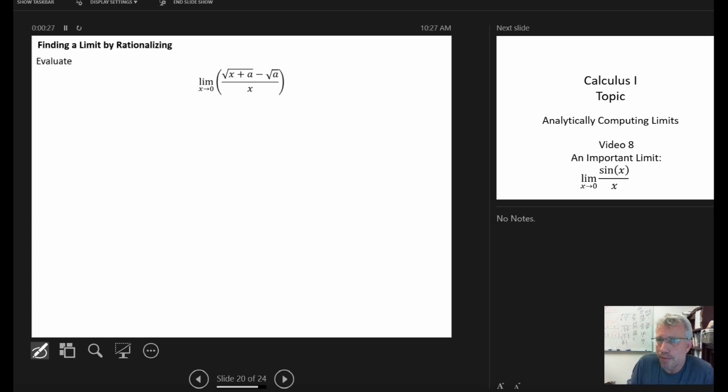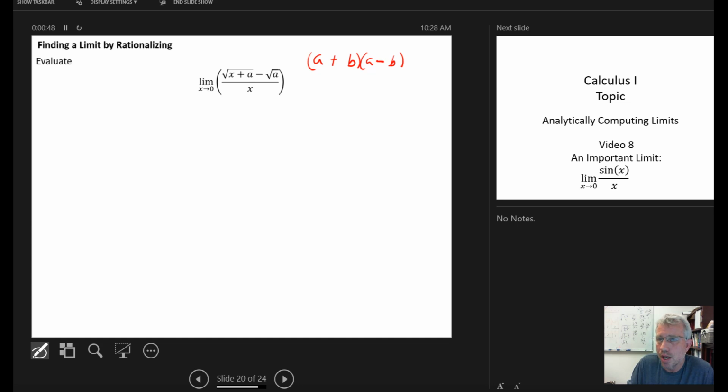conjugate. And what we want to remember, just a quick review, is that if we have two terms a and b separated by either a plus or a minus, the conjugate will be the same a and b, but separated by the opposite operator. So if this is plus, I'll put a minus. If this is minus, I would put a plus.